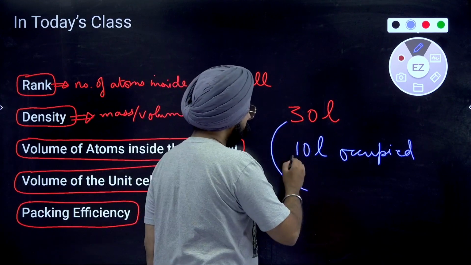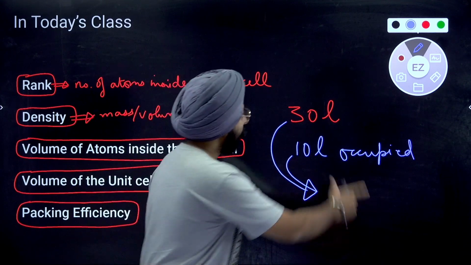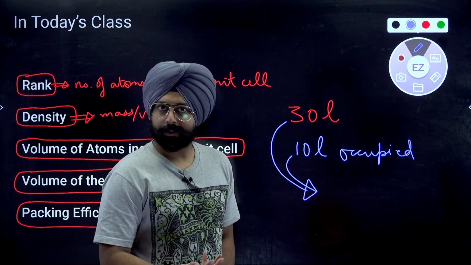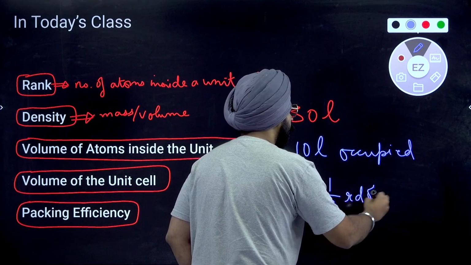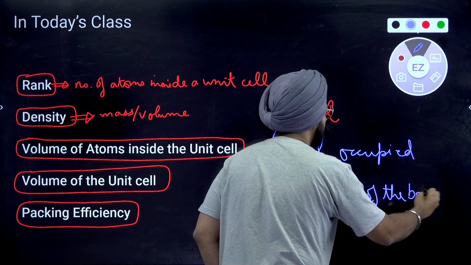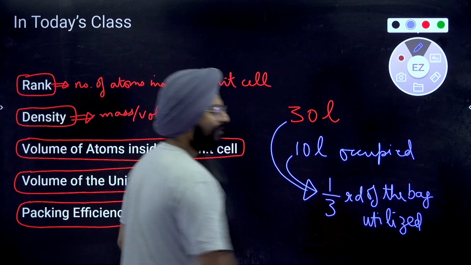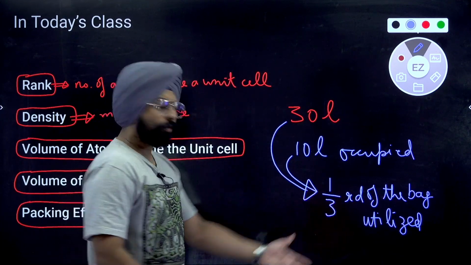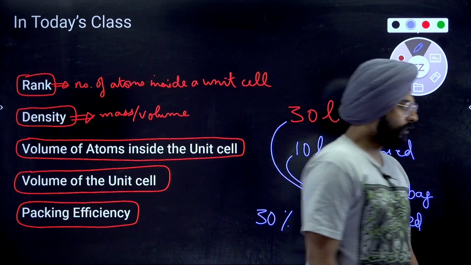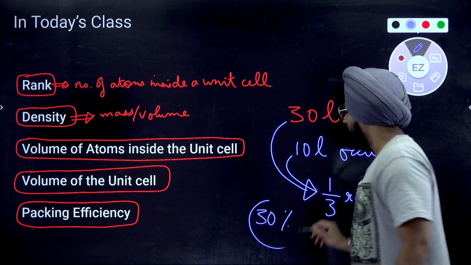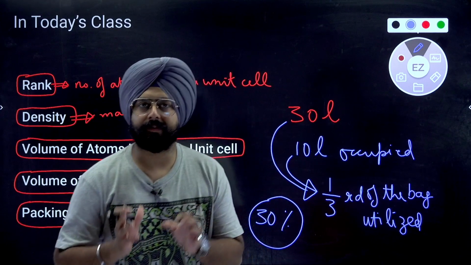So my dear friends, over here, what is the packing efficiency? How much of the initial space were you able to utilize? Can I say that you were able to utilize 1/3 of the space? 1/3 of the bag was utilized, isn't it? Makes sense? 1/3 can also be written as 33%. That also works. So that was your packing efficiency.